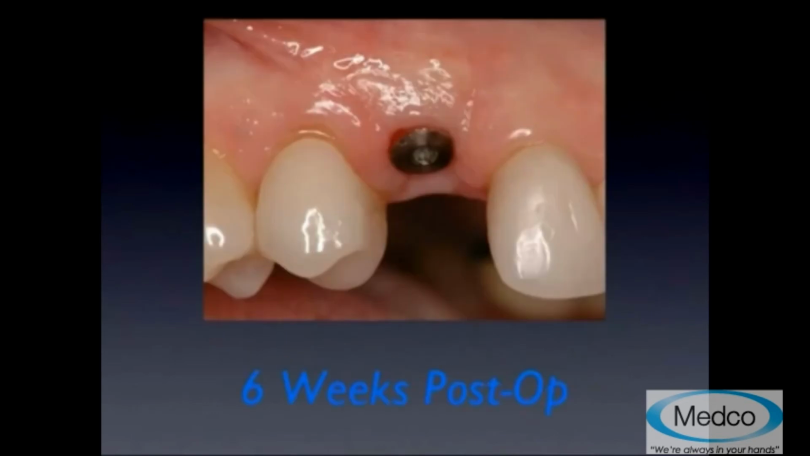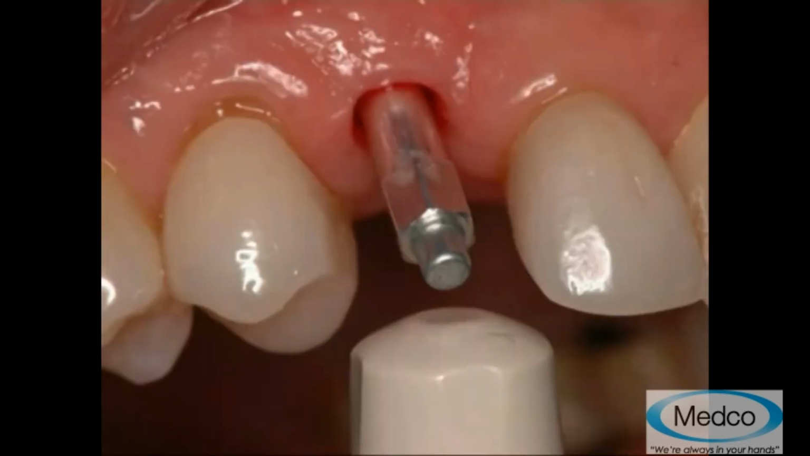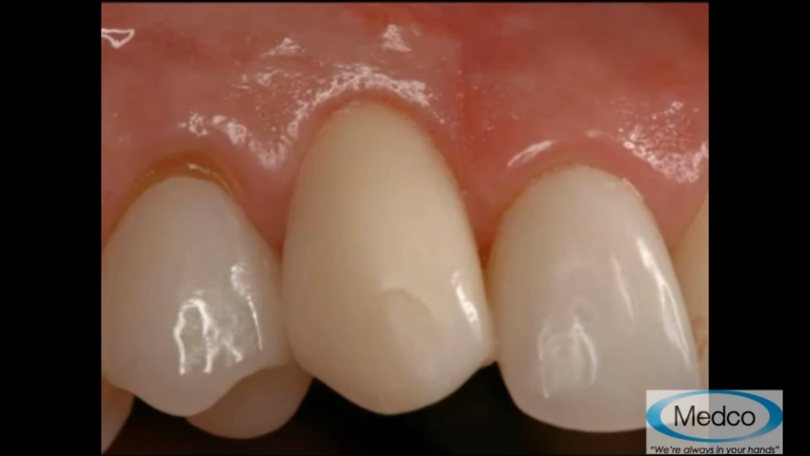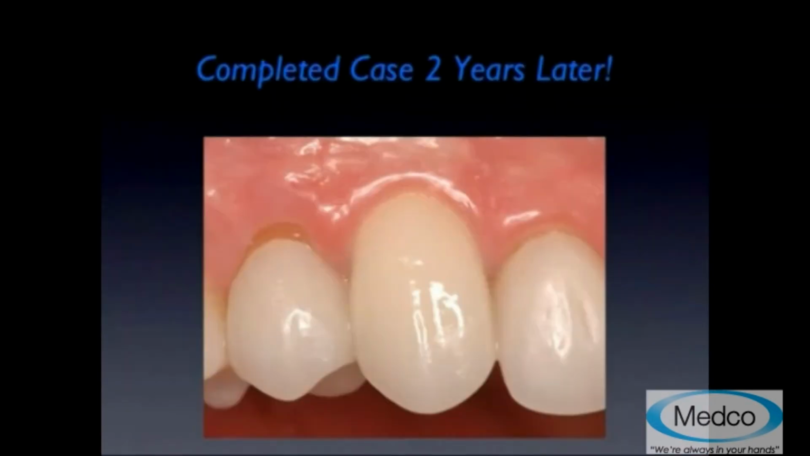And so, capriciously, I took a 6-week wait period, took the readings, and it was 70-70. I knew we could provisionalize this case because the guy hated the partial denture he was wearing. So we provisionalized it at that time. Subsequently, at 2 years now, we have a completed case that's been very stable.